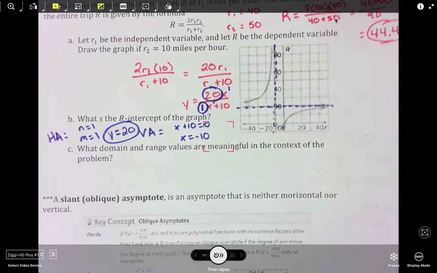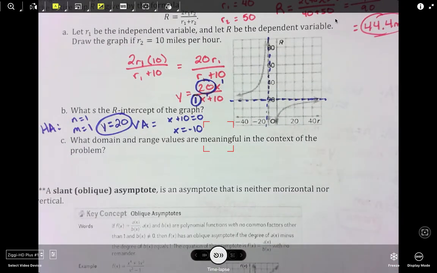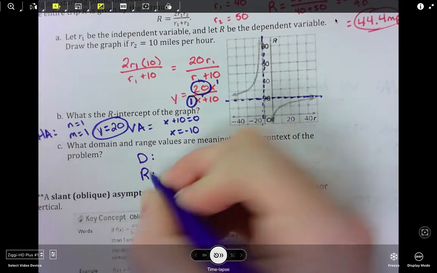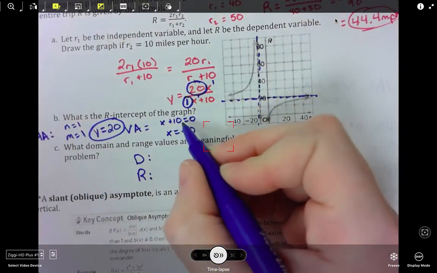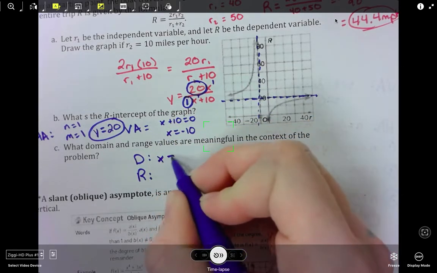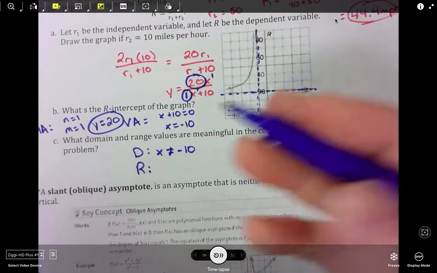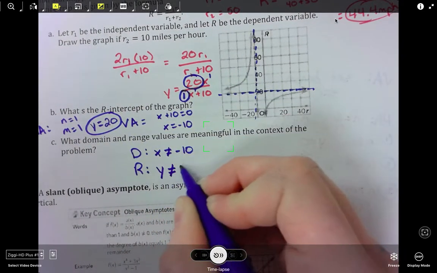What is the domain and range of the values in this context? The domain is the set of x's going left and right. Since the vertical asymptote is negative 10, x cannot be negative 10. And for range, I look at my horizontal asymptote. Since y equals 20 is my horizontal asymptote, y cannot be equal to 20.